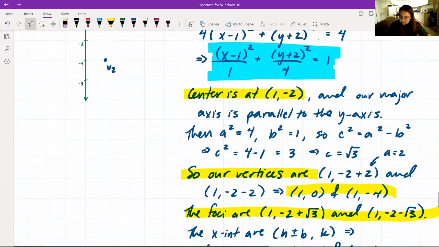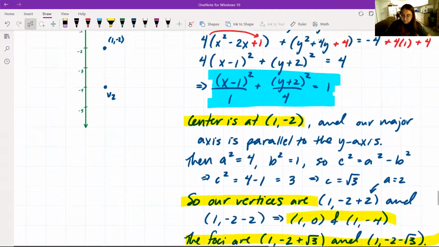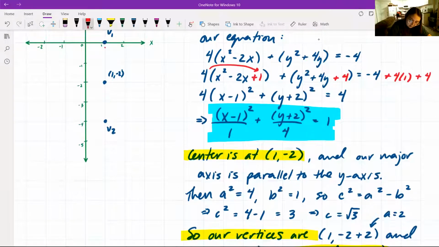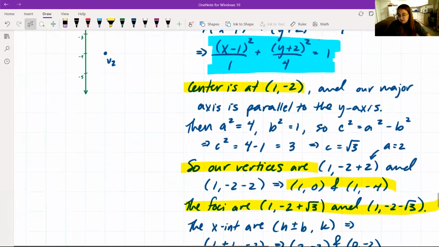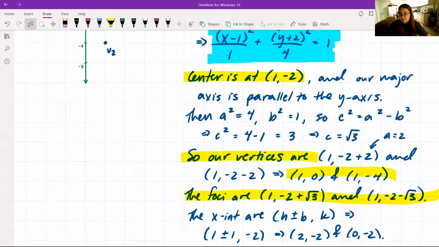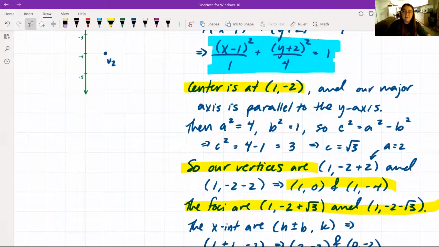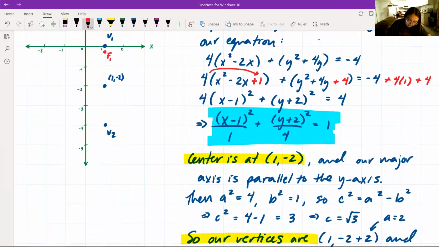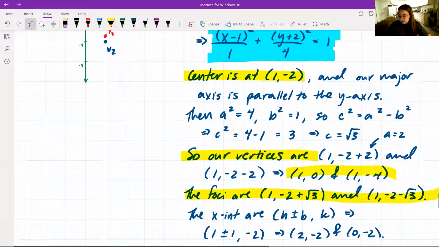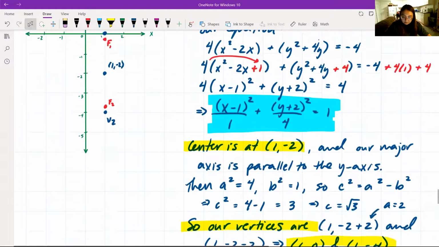Then plotting our foci, they are going to be at 1, negative 2 plus the square root of 3 and 1, negative 2 minus the square root of 3. Negative 2 plus the square root of 3 is just barely less than 0, so it's going to be about right there. And negative 2 minus the square root of 3 is going to be just barely greater than negative 4. So our second foci is right there. And then we have our x-intercepts at 2, negative 2, and 0, negative 2.